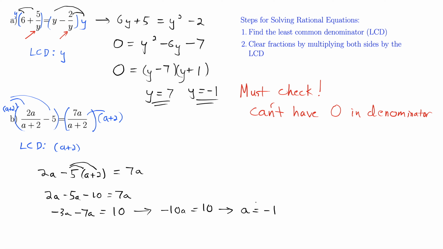Now it's tempting to just box this answer and call it a day. Not just yet. We have to check to make sure this doesn't give us a 0 in the denominator anywhere, so we run it through these two. We plug in the a right here. Notice that neither one of these denominators becomes 0 when we plug in negative 1 for a. That's good news, so this answer is okay, and that's our answer. a equals negative 1.